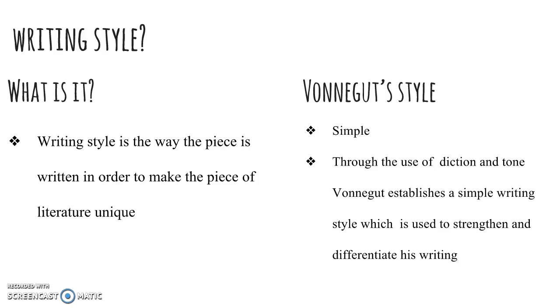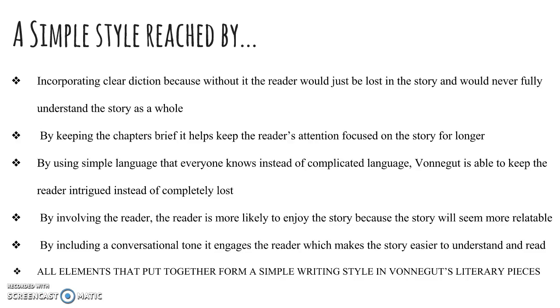The essay revolves around writing style. So what is it? It is the way the piece is written in order to make the piece of literature unique. Vonnegut's style is simple and basic, and through the use of diction and tone, Vonnegut is able to establish a simple writing style which he uses to strengthen and differentiate his writing from others. How is a simple writing style reached?